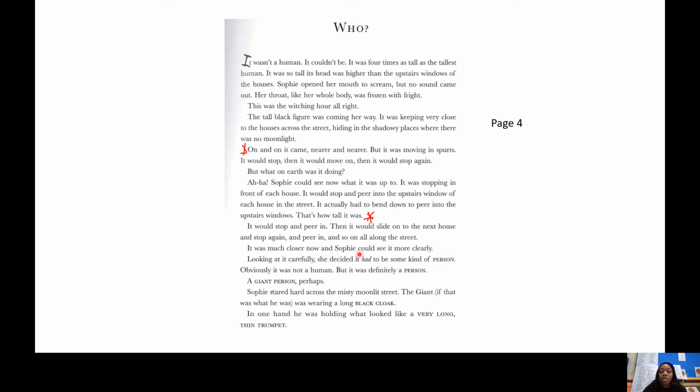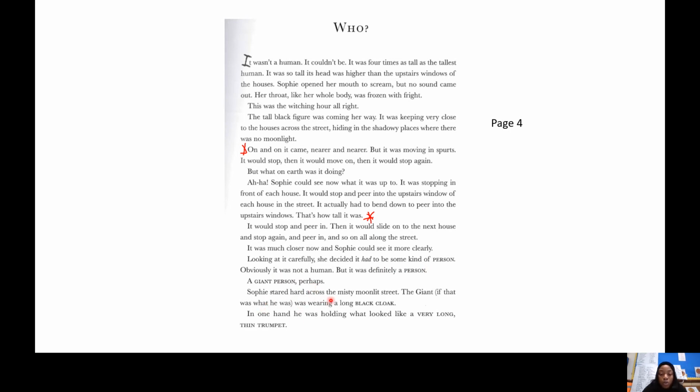It was much closer now, and Sophie could see it more clearly. Looking at it carefully, she decided it had to be some kind of person. Obviously, it was not a human, but it was definitely a person. A giant person, perhaps.